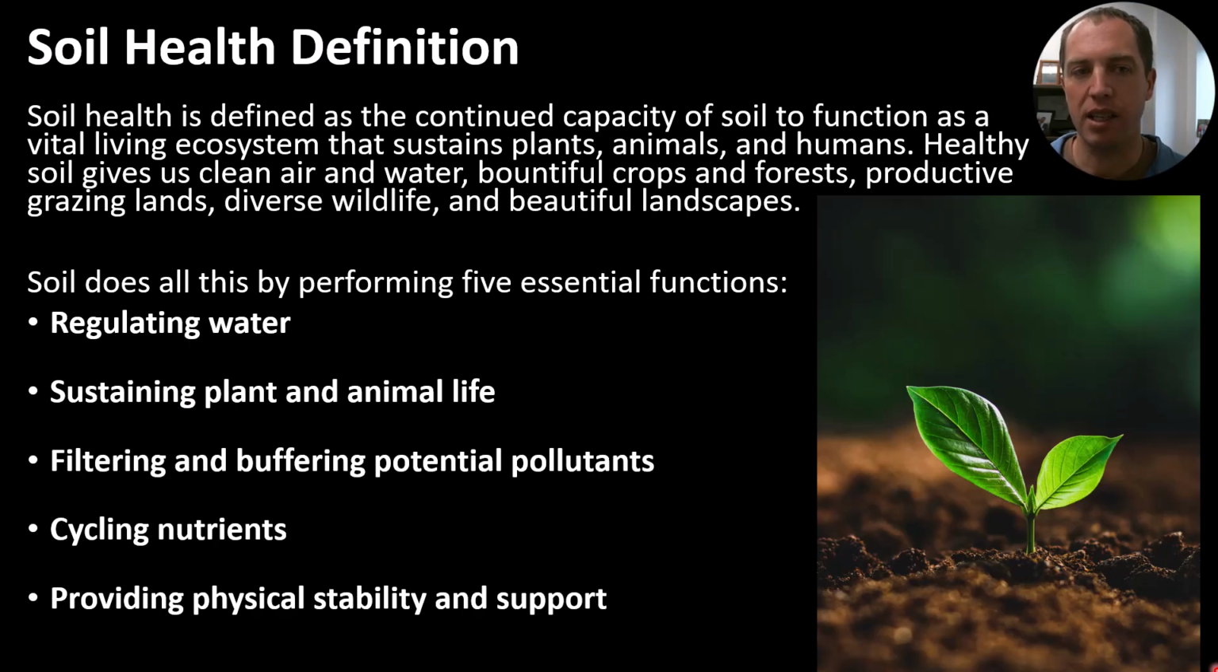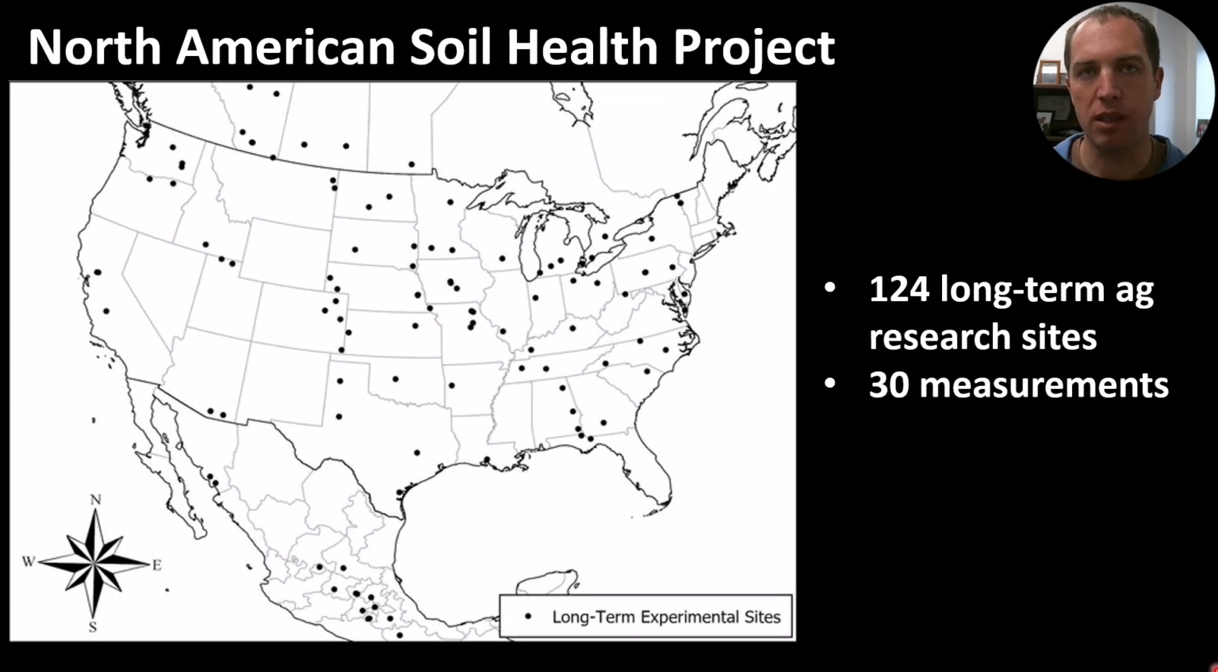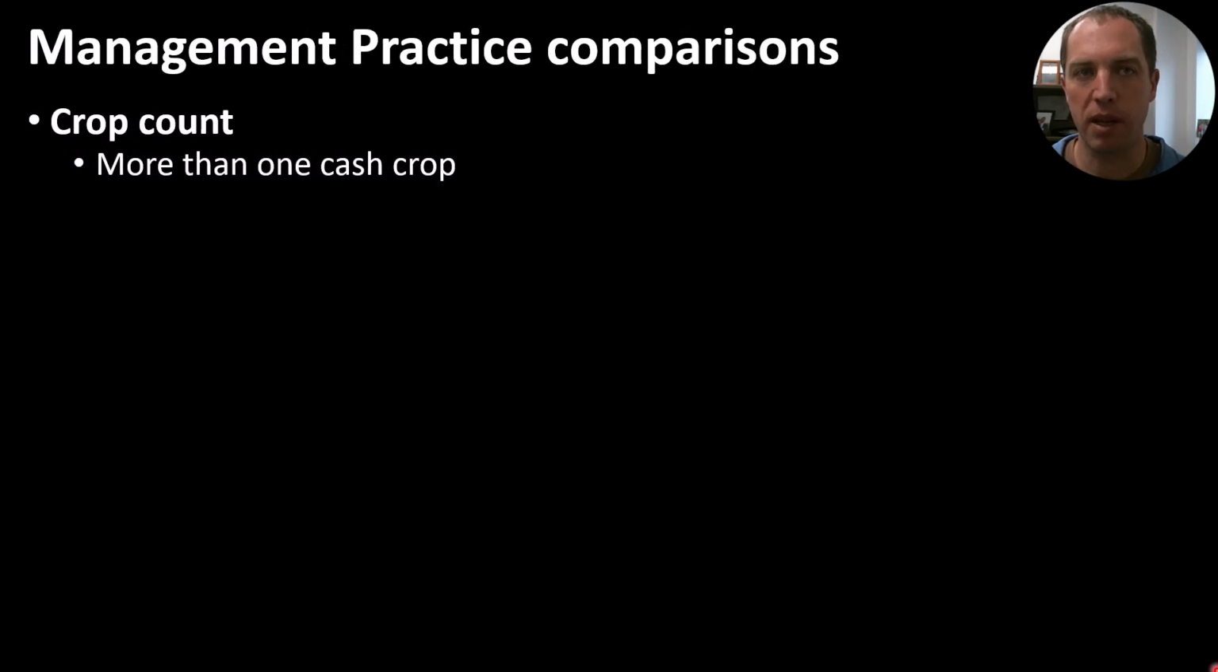We're first of all going to look at this nationally, seeing what types of systems, what types of management affect soil health concepts or measurements. This is the North American Soil Health Project performed by the Soil Health Institute. This is just some of their research that they've come out with. They went to 124 long-term ag research sites, took 30 measurements and reported on them. And we'll look at some of them today.